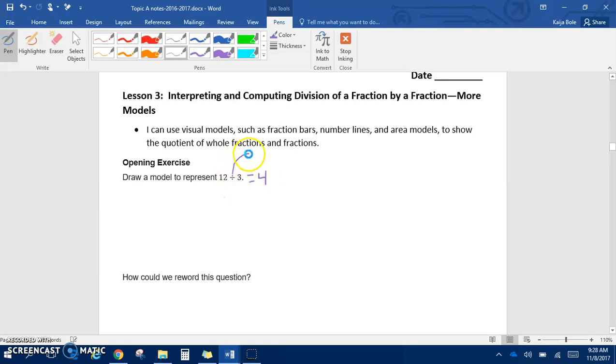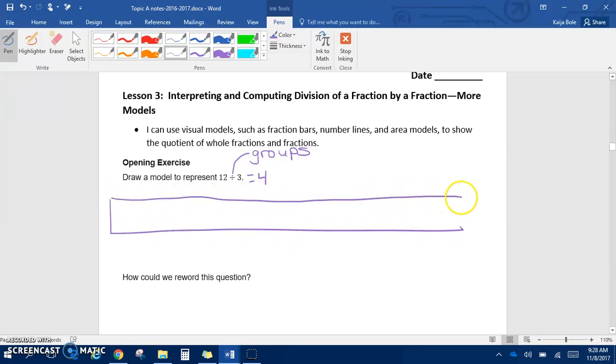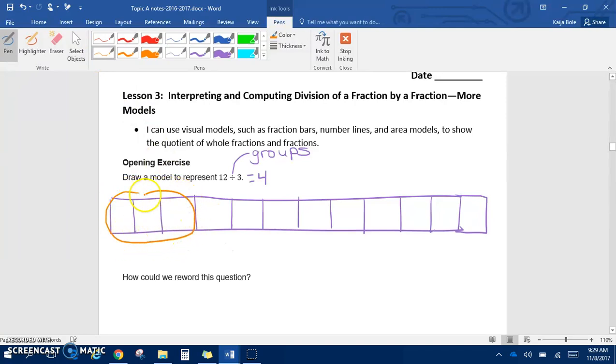Remember, whenever we see this division sign, we're thinking in terms of groups. So please write yourself a little note here. We're thinking about groups. So if we're going to draw a model, that means we're going to need 12 boxes. Now in these 12 boxes, we are trying to find groups of 3. So we are circling groups of 3 boxes. So here's one group of 3.